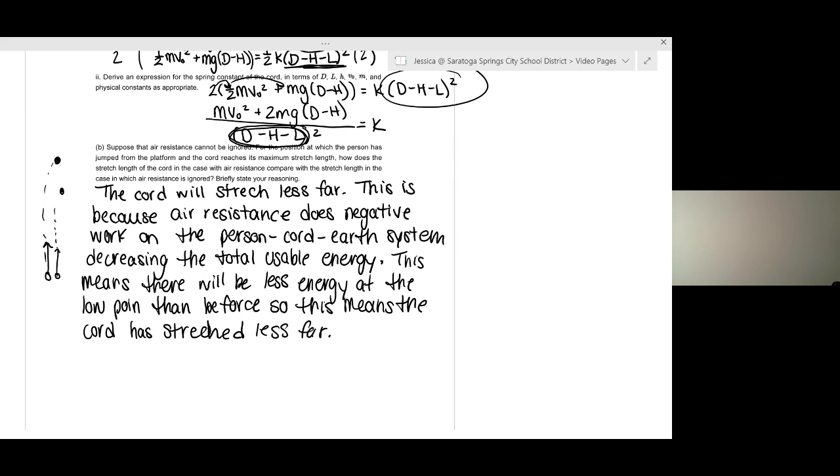So basically, we're talking about air resistance doing negative work on the system. That takes away energy from the system, so the cord is not able to stretch as far. Okay. And that is actually the end of that problem.